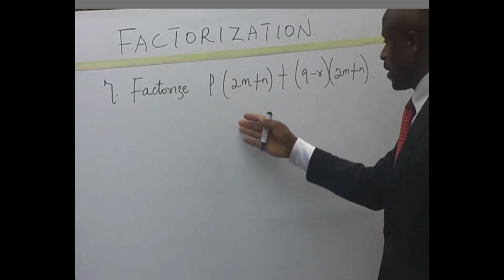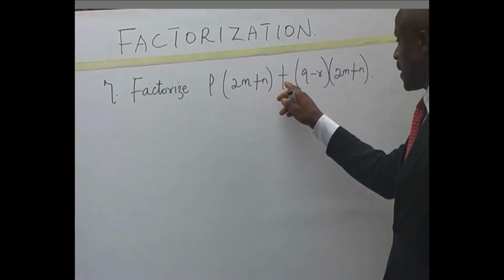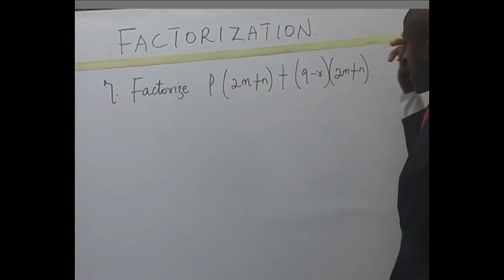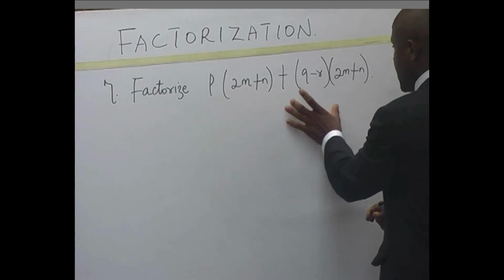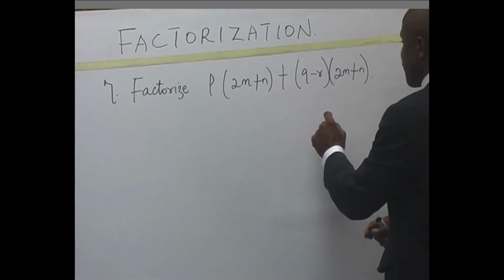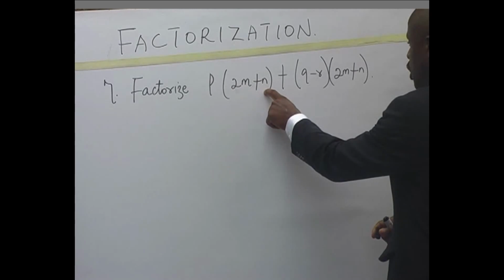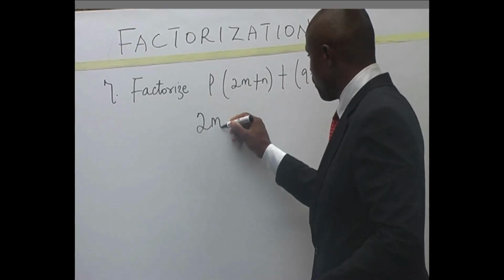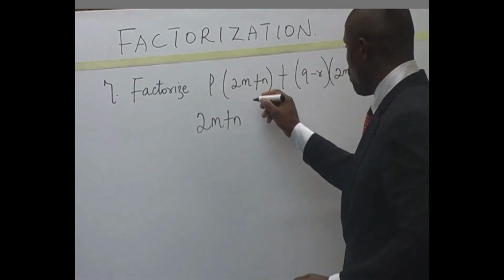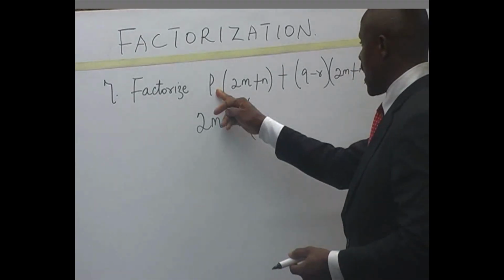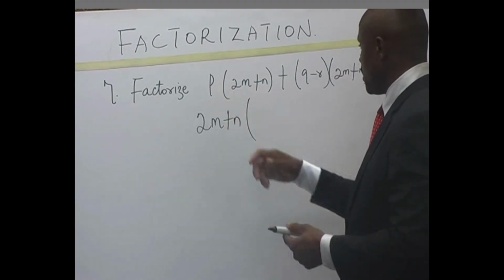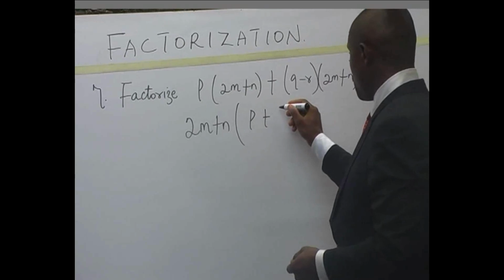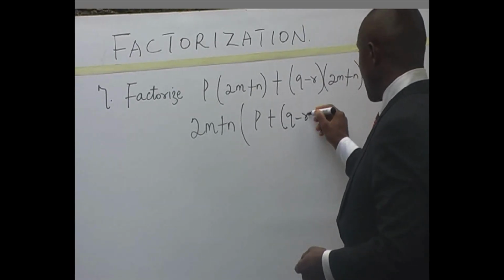Factorize p into 2m plus n plus q into 2m plus n minus r into 2m plus n. If you look at these terms, you discover that 2m plus n is common in all of them. So pick one of it. So we have 2m plus n. Open a bracket, then take the ones that are left behind: p plus q minus r.